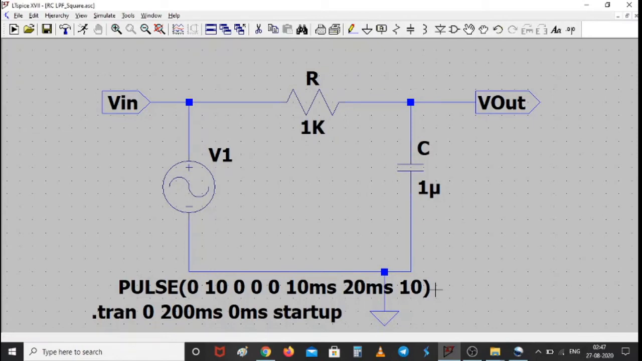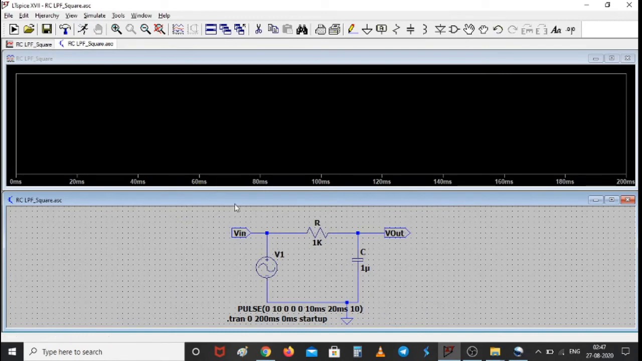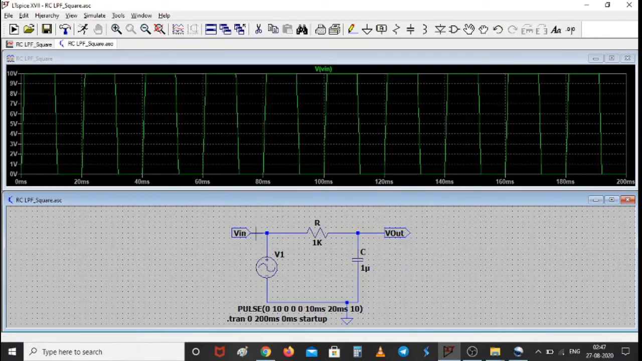And the response that we are interested in is a transient response. The stop time is 200 milliseconds and the start time is 0 milliseconds. Okay, so let me run one time. Let me show you how the input signal is going to look. This is the input signal, which is nothing but your square waveform. What is the period of the square waveform? 0 milliseconds to 20 milliseconds. So 20 milliseconds is the period that we have considered. The on period is 10 milliseconds, off period is 10 milliseconds.